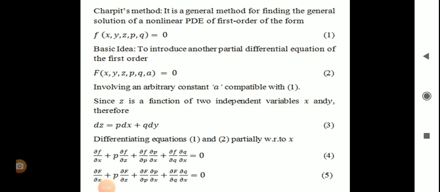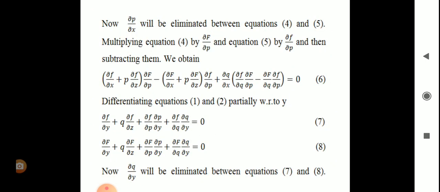Now, we differentiate equations 1 and 2 partially with respect to x. We obtain equation 4 and equation 5. Now, del p by del x will be eliminated between equations 4 and 5, multiplying equation 4 by del F by del p and equation 5 by del f by del p, and then subtracting, we obtain equation 6.